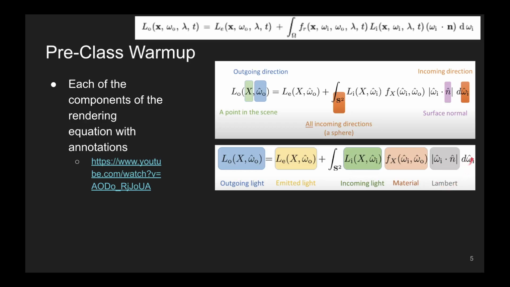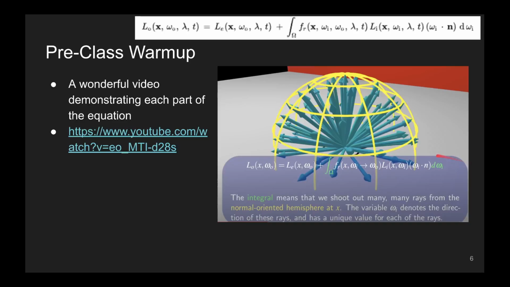And then the dwi here, which I have highlighted, is the direction of these rays, where they're coming from. So really, and this is actually a nice video to check out, so do click this one. It's just a few minutes long, describing the rendering equation and breaking out the different components.